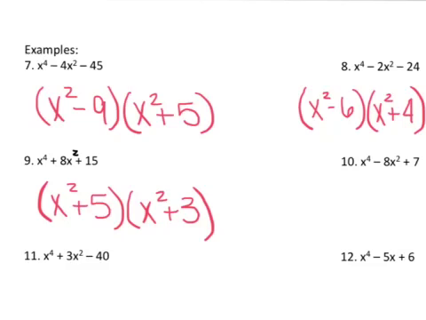How about number 10? Ashley. X squared minus 7, x squared minus 1. Good. Do we need to do the last two? Nah, you guys are pros.